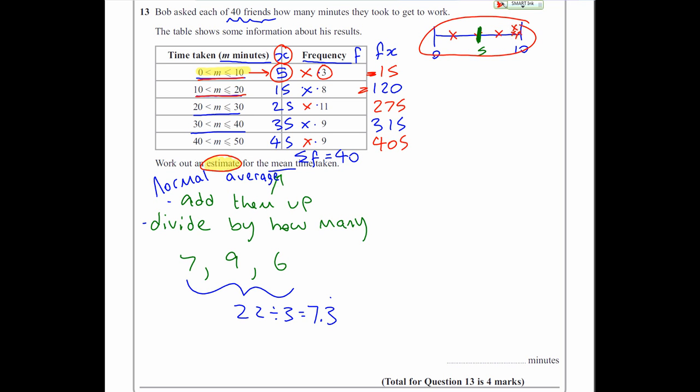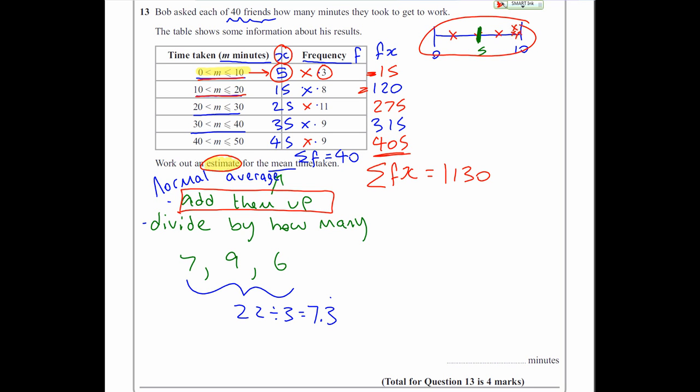Now to add up all the numbers, we need to add up this column. So we're adding up sigma f times x. On your calculator, 15, add 120, add 275, add 315, add 405. That gives us 1130. Okay.